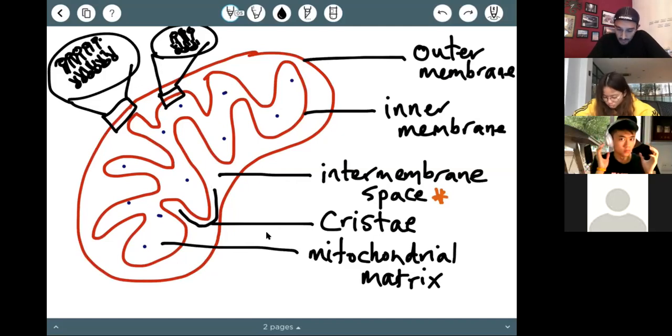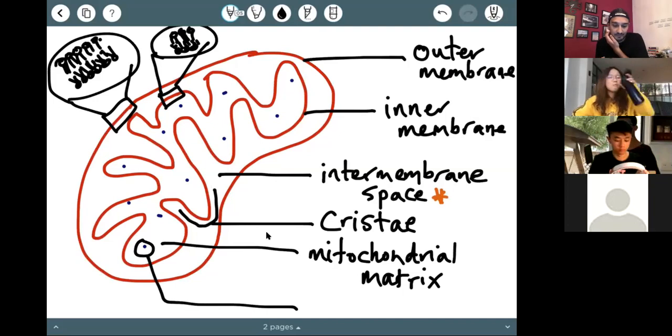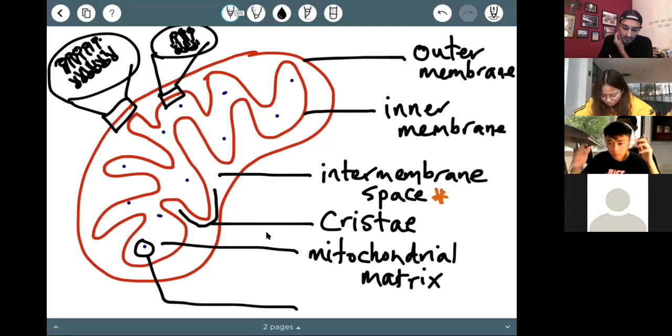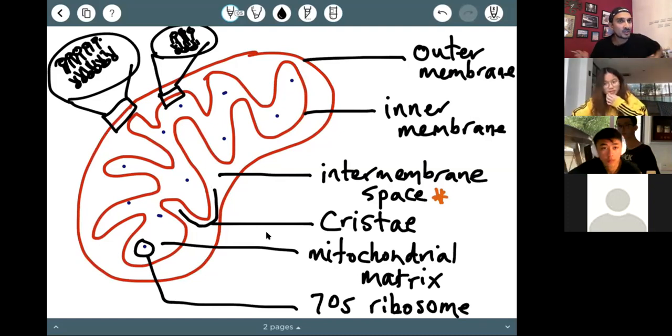I think we only have one more label to do, and that is this. What's that? 70S mitochondria ribosome. Correct. 70S ribosome. Somebody tell me why it is important that this is a 70S ribosome, or what does it help to prove?